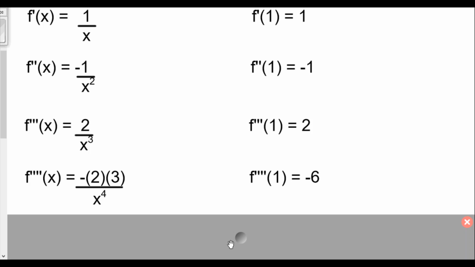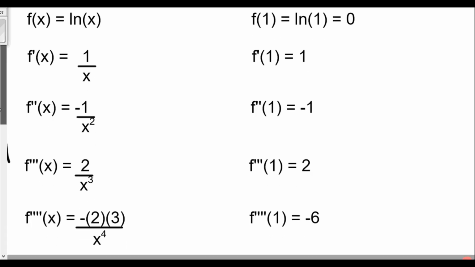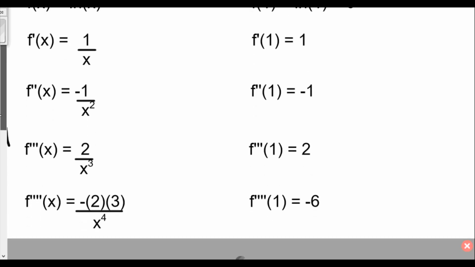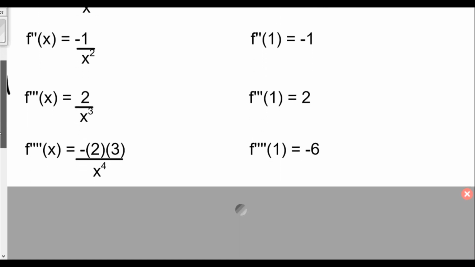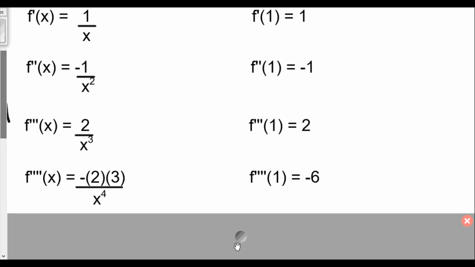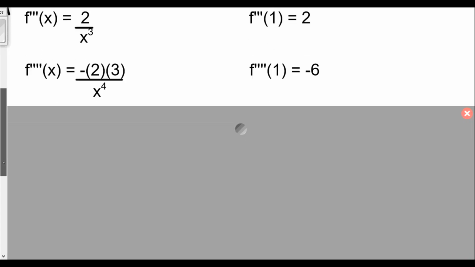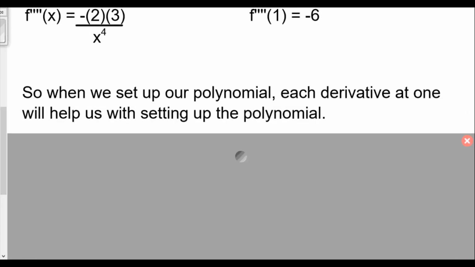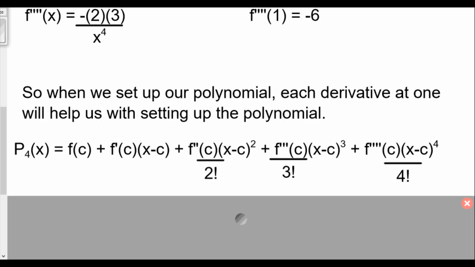Okay, so now we have these coefficients, these numbers, in this case of f of 1, f prime 1, f double prime 1, f triple prime 1, and f quadruple prime 1. Okay, and so now we're going to fit them into our form. So our form in this case is going to be here.